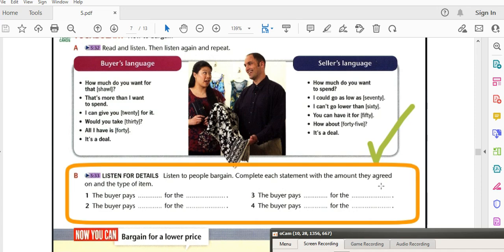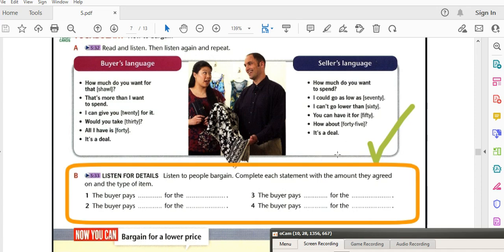Conversation 4. How much do you want for that bag? 95. 95? I can give you 70. Sorry, that's not enough. I can't go lower than 90. Well, all I have is 80. How about 85? Sorry, all I have is 80. It's a very nice bag. It really is. I can give you cash. Cash? Well, okay, it's a deal.